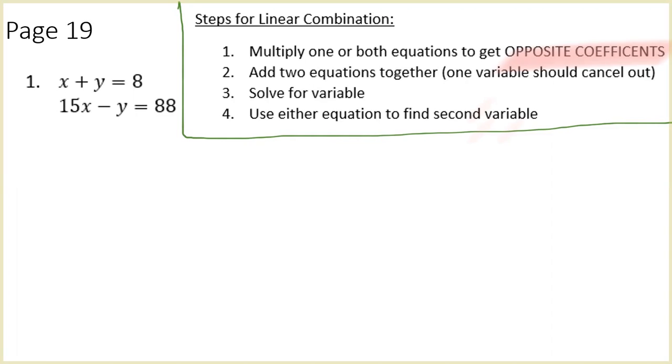So when we're looking at this, I'm noticing that we actually already have opposites with our y. So we don't have to multiply, because step one would be to multiply. But if we already have opposites, we can skip directly down to step two, which is to add them together. So I like to rewrite because I like my terms to be lined up. So I'm going to rewrite them.